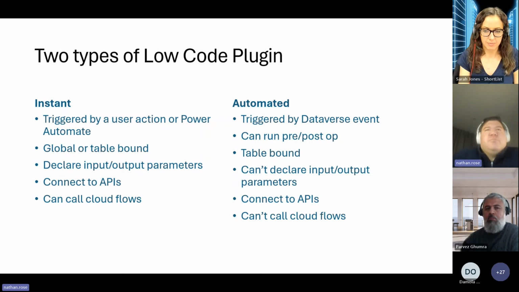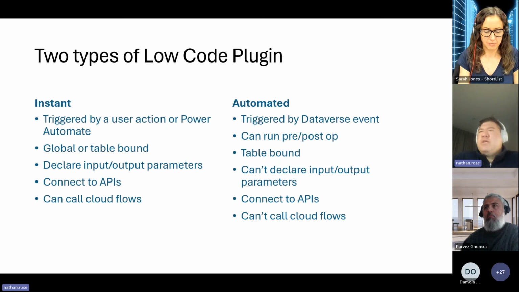The instant plugins can be global or table bound. You can declare input and output parameters for them, connect them to third-party connections and APIs, and they can also call cloud flows. They can call or be called by cloud flows, and we'll get into that in a bit.